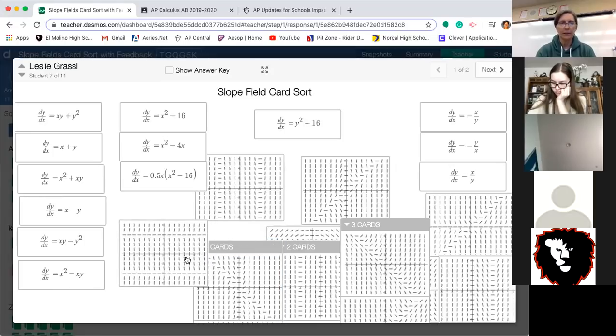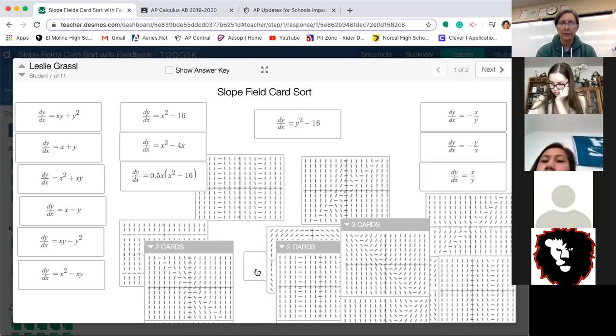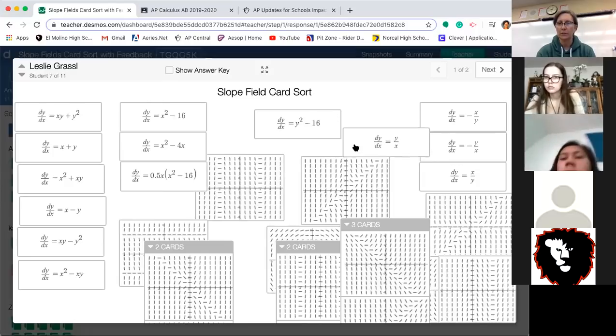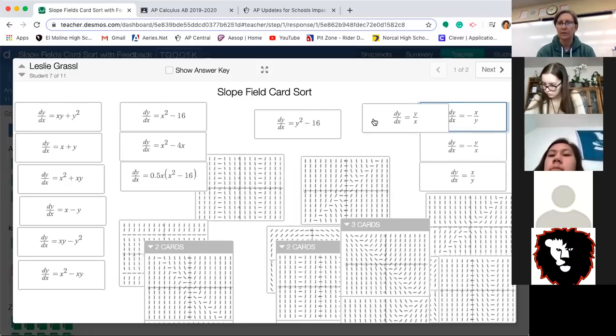So I think I have 1, 2, 3, 4, 5, 6, 9, 10, 11, 12, 13. Oh, I think there's another derivative card hiding in there. There's 14 of each type of card. So that's what I was counting there just then.